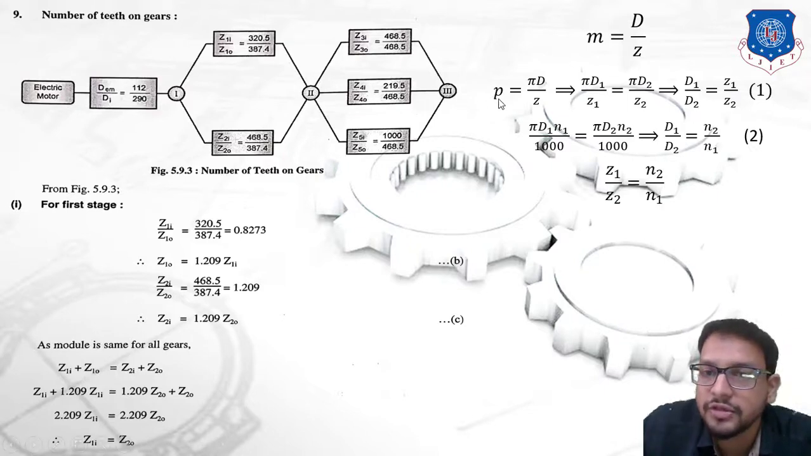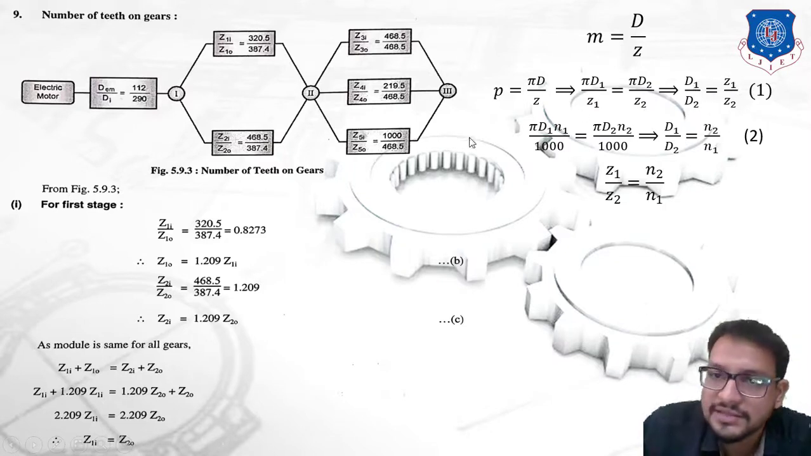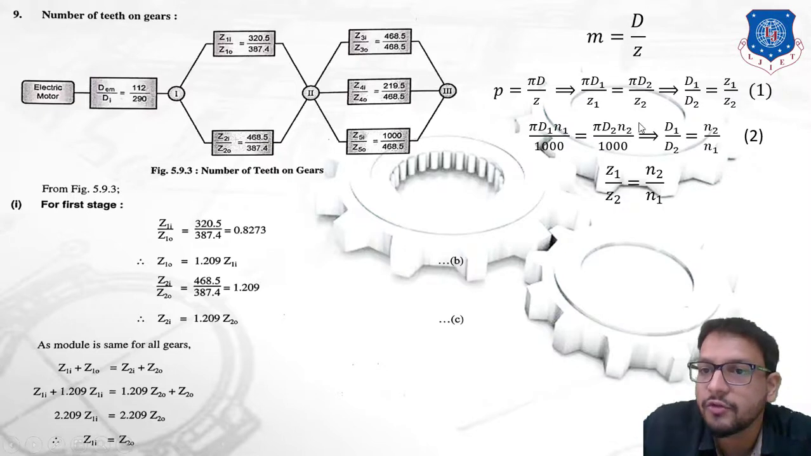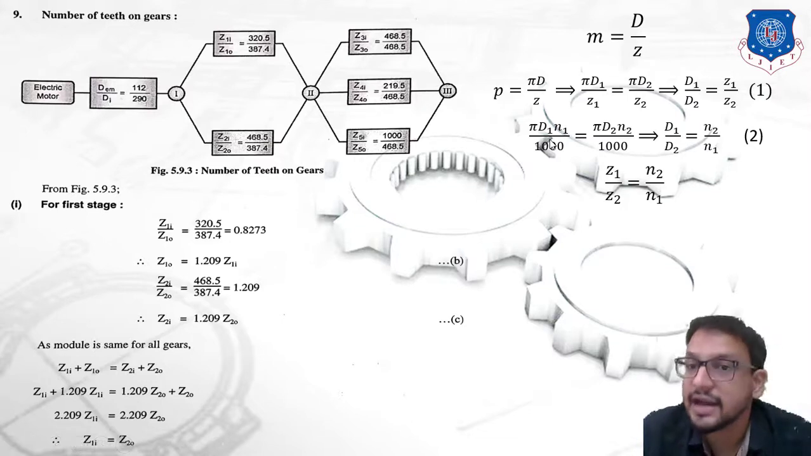Okay, so from that we know the equation that pitch is equal to pi d by z, right? Now for proper meshing of a gear, the condition is pi d1 by z1 should be equal to pi d2 by z2. So from this equation we can clearly say that d1 by d2 is equal to z1 by z2. Okay, so this is one of the relations. Now second, since we know that the circumferential velocity transmitted should be the same, neglecting the slip.